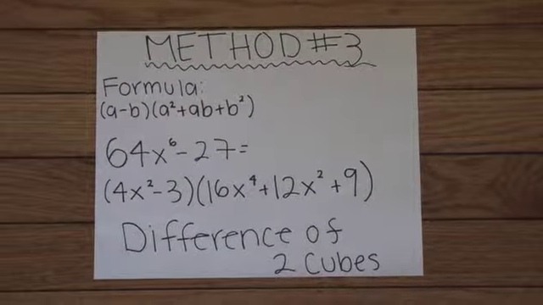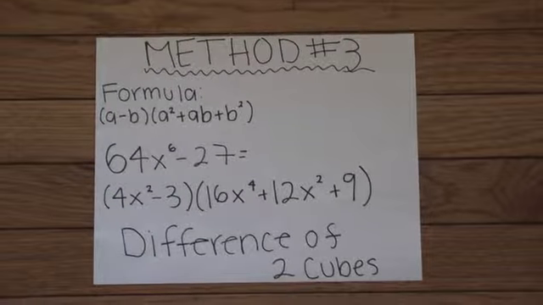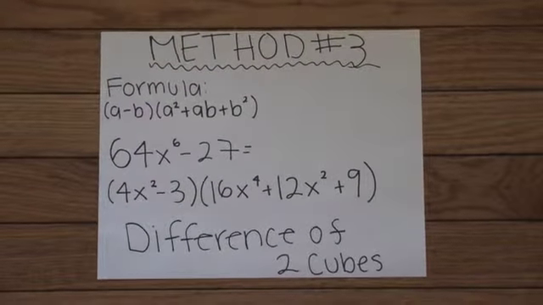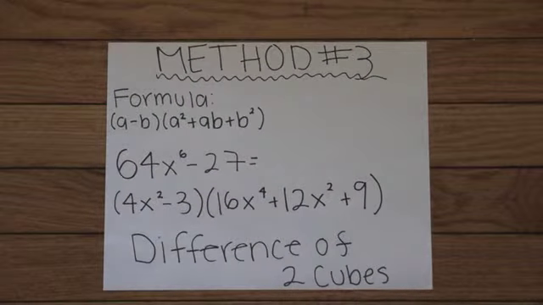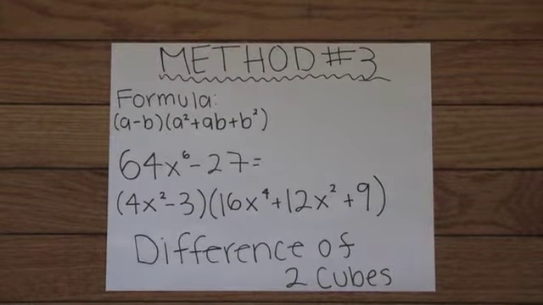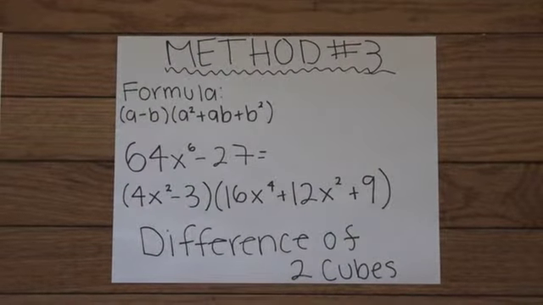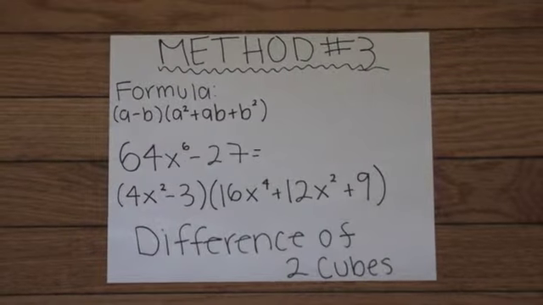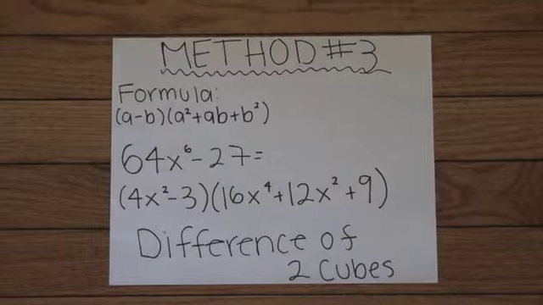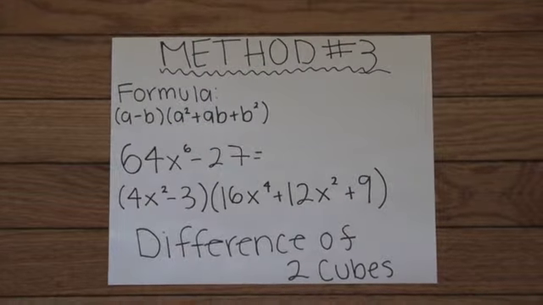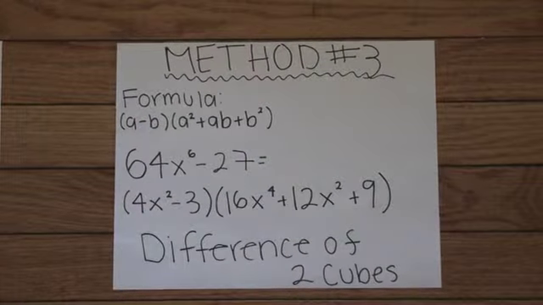The next method is the difference of two cubes. The formula for solving this problem is the quantity of a minus b times the quantity of a squared plus ab plus b squared. When you have a difference of two cubes, both numbers in the equation that are being subtracted have to be perfect cubes. For example, in the equation 64x to the 6 minus 27, both 64 and 27 are perfect cubes. Factor both numbers and variables to get the final answer of 4x squared minus 3 times 16x to the 4th plus 12x squared plus 9.